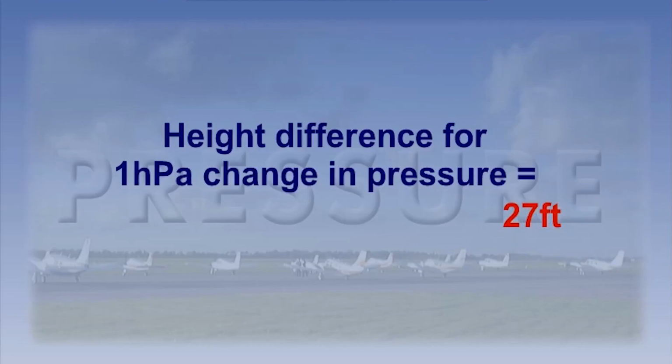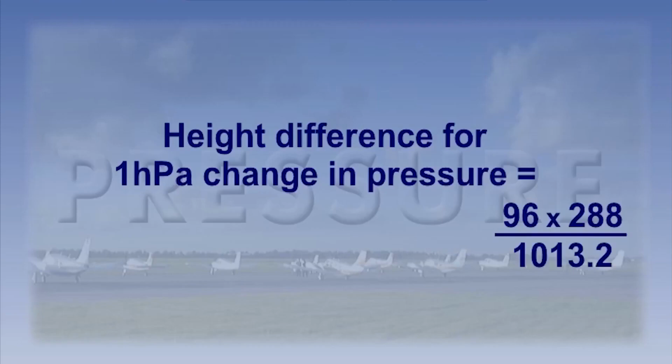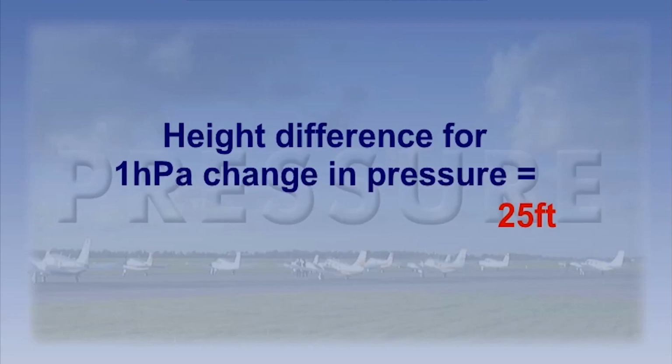Let's now observe the result if the temperature is changed. Remember that if we cool air down, the isobaric surfaces or pressure levels compact. Therefore, a change in 1 hectopascal will represent a smaller height difference. If we now insert a reduced temperature of 260 degrees Kelvin, as opposed to 288, then a change in 1 hectopascal now represents only 25 feet, not 27 feet, just as expected. Again, we can confirm that cold air increases the pressure lapse rate. The implication of this temperature effect on pressure variation is very important in producing accurate pressure information.